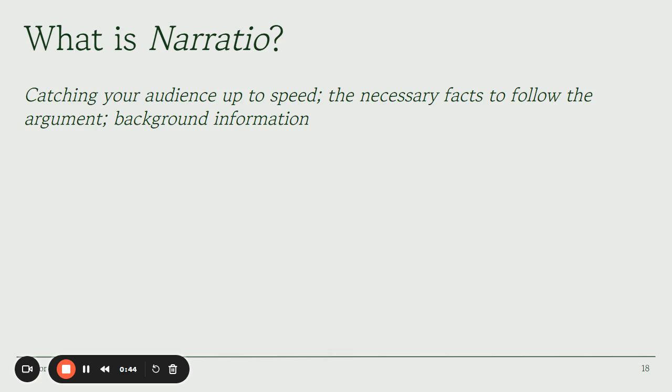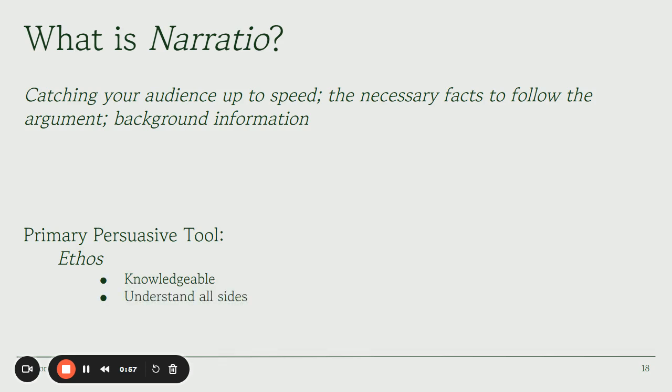The first thing to remember is that the narratio's primary persuasive tool is ethos. You need to show in this section that you know what you're talking about, that you're knowledgeable about this subject. You need to show that you have a clear vision of what your opponent or opponents believe, and you need to take your opponent's point of view seriously. In this way, we can show arete, phronesis, and eunoia.